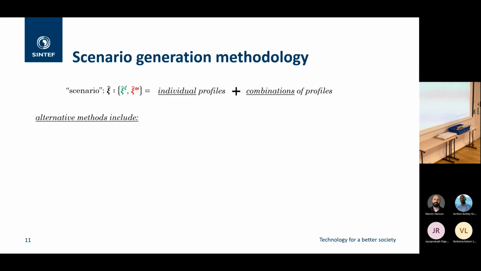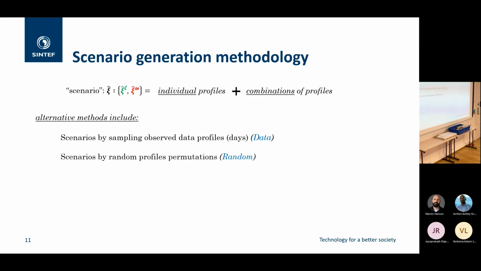Okay, so we said the scenarios are defined by two things. The first is the individual profiles. The other is the combination of the profiles. Alternative methods include scenarios by sampling observed data profiles, taking representative days that have actually been observed from the data sets that we have. Another is scenarios by random profile permutations, where we also allow for permutation of profiles.